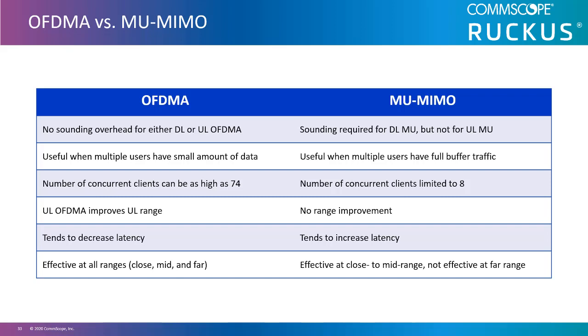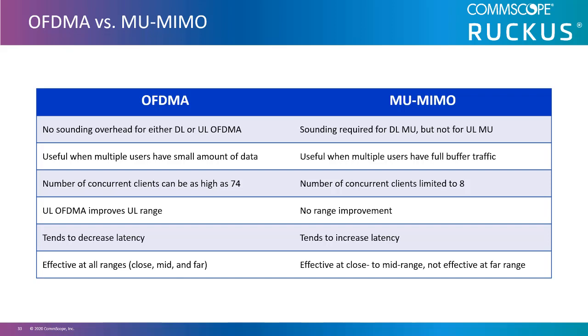Range improvement. With OFDMA, I can improve range because of power spectrum density. We will talk more about spectrum density next, allowing us to better understand the OFDMA ability to concentrate power. MultiUser MIMO does not offer range improvements. Latency. OFDMA tends to decrease latency, while MultiUser MIMO increases latency.